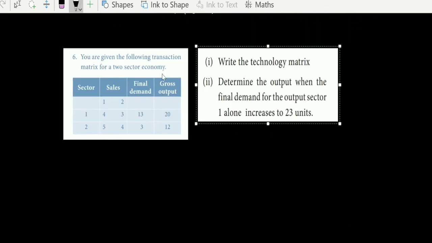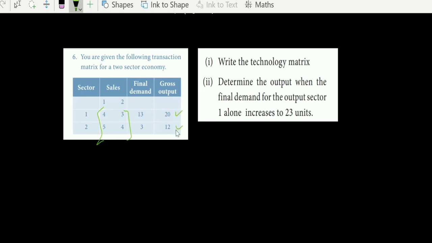Question number 6. You are given the following transaction matrix for a 2-sector economy. This is given. So the sector, this is the producers, 1, 2, sales, the consumers, 1, 2. The two industries are given here, named as 1, 2. And this is the matrix A. This is given, and the demand is given and the gross output is also given.